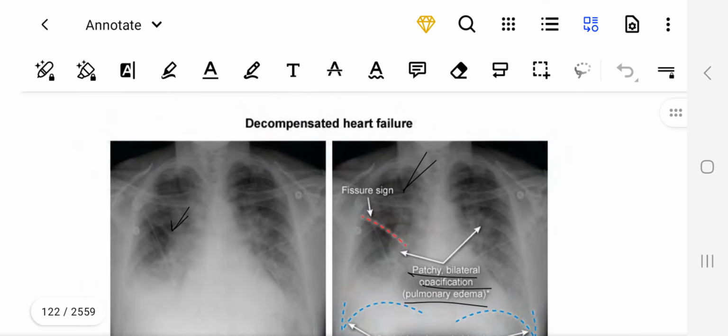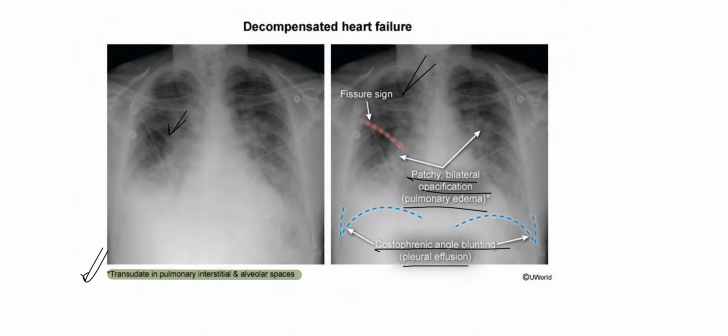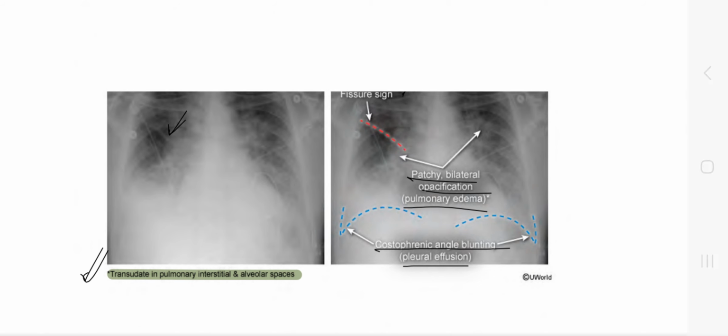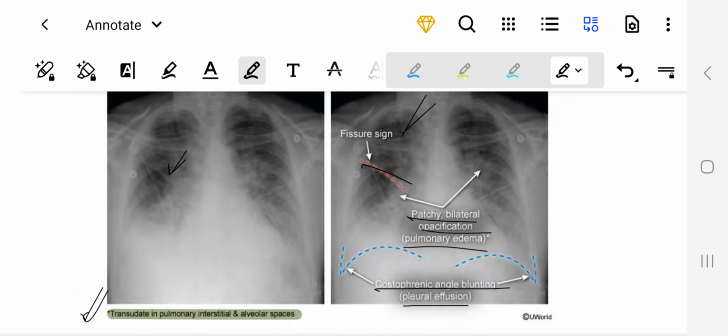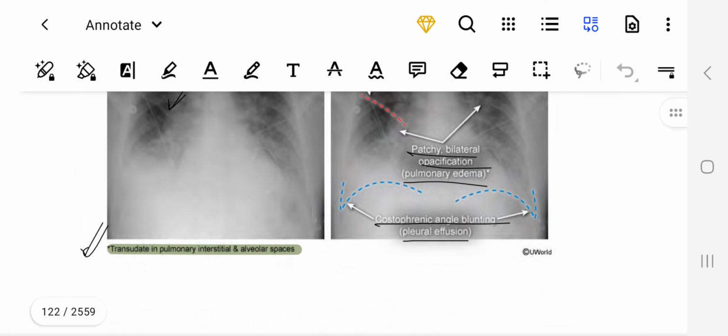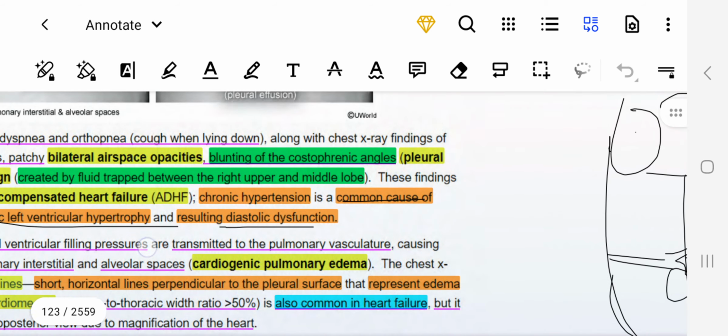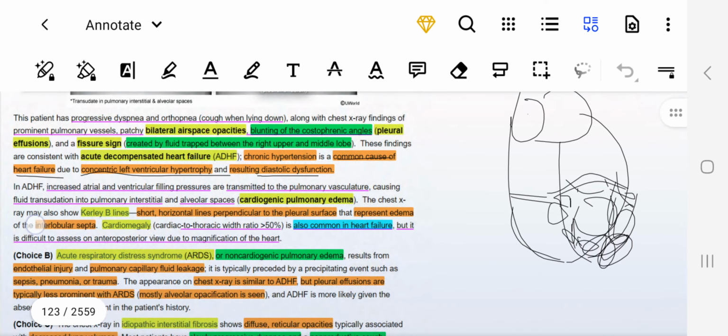Okay, so they have mentioned this. In case of decompensated heart failure, we have these fissural lines, right? Let me show this. Like in this, they have mentioned these lines. Then there is haziness that is called patchy bilateral opacification, and there is costophrenic angle blunting, right? That is because of pleural effusion, with transudate in the pulmonary interstitial and alveolar spaces. Okay, let us see the explanation.